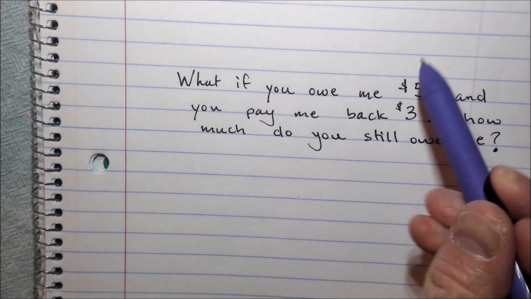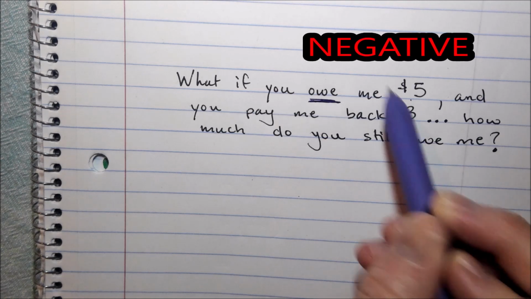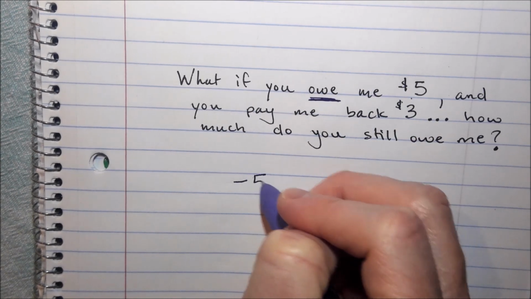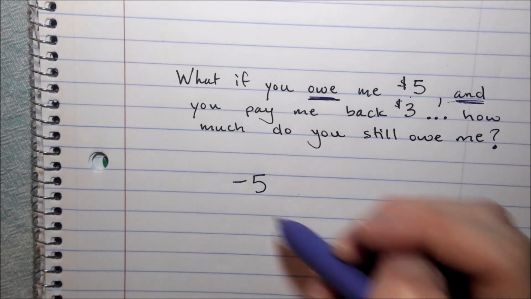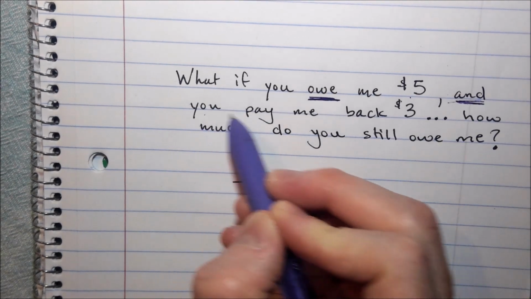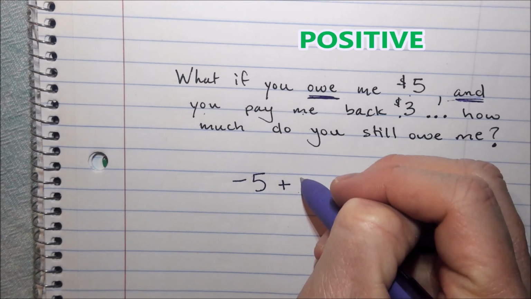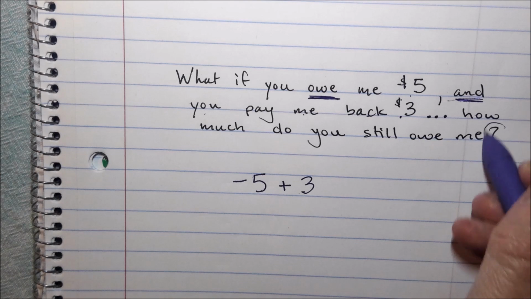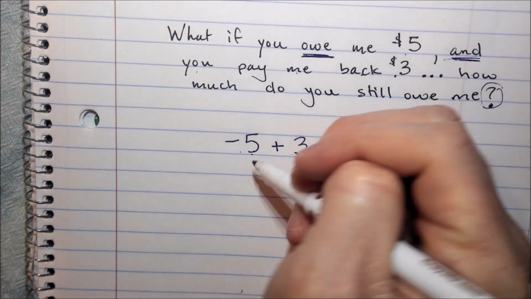All right, let's look at this. What if you owe me? Oh, that's a negative. What if you owe me $5? All right, so I'm going to write a -5 there. When you owe someone money, that's a negative thing. And you end up paying me back $3. Well, that's a good thing. That's positive. You're paying me back my money. But how much do you still owe me? So I wrote out my problem, -5 plus 3.